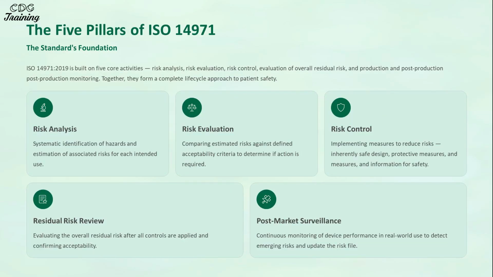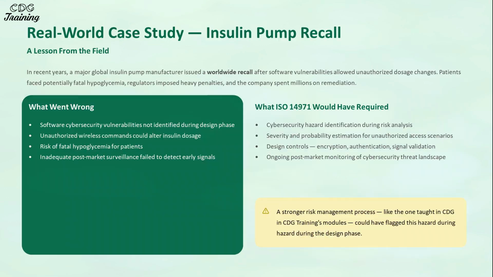ISO 14971 is built on 5 core activities: risk analysis, evaluation, control, residual risk review, and post-market surveillance. Together, they form a complete lifecycle approach to patient safety. A real-world case study of an insulin pump recall highlights the importance of risk management. Identifying vulnerabilities early could have prevented costly recalls and enhanced patient safety.